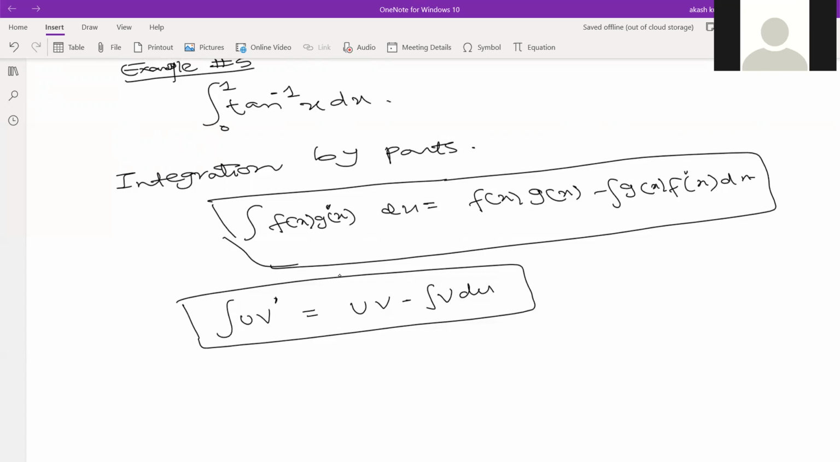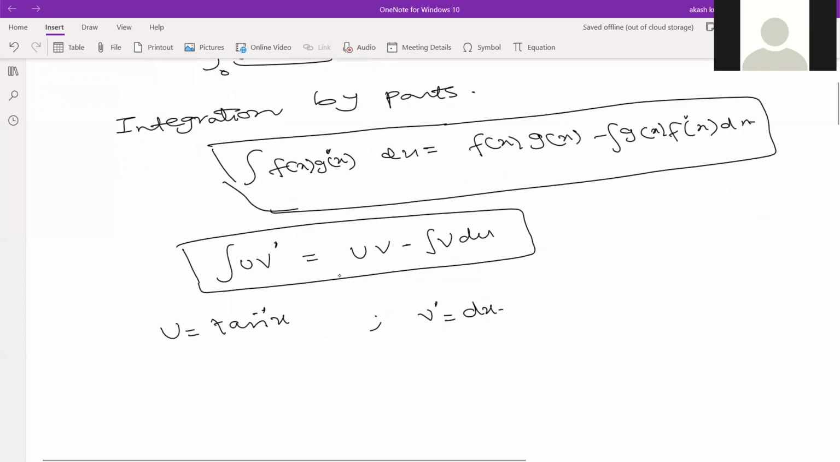So we don't even have to think about what should be our u of x and what should be our v. Let's take u as tan inverse x, and dv, where v dash is dx. Now we need du, so let's differentiate it. We remember from studying inverse trigonometric functions that the derivative of tan inverse x is 1 over 1 plus x square dx.